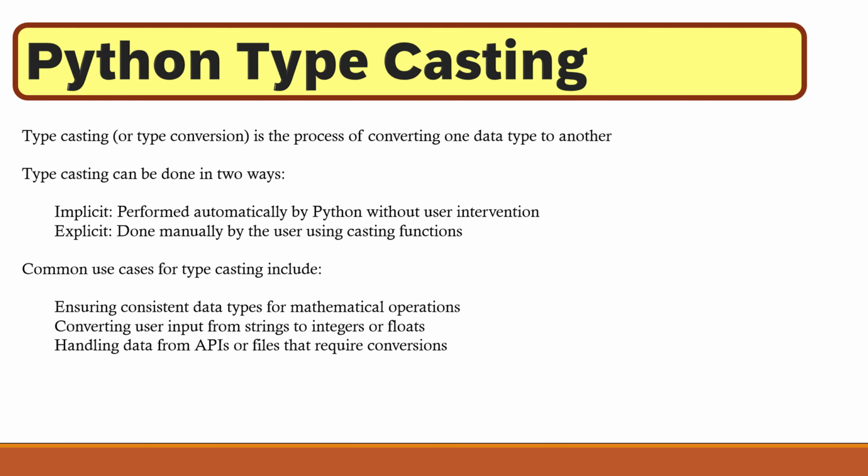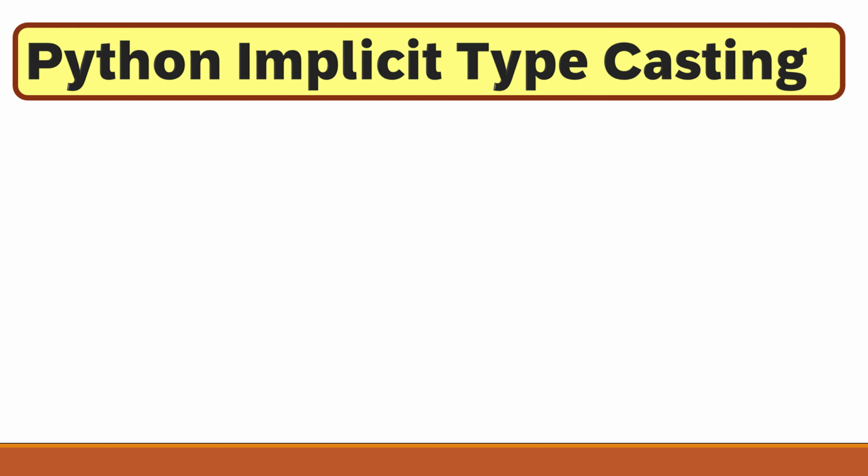And some common use cases for typecasting include ensuring consistent data types for mathematical operations, converting user input from strings to integers or floats, and handling data from APIs or files that require conversions. So these are some common use cases.